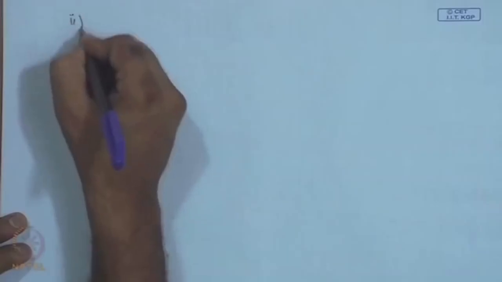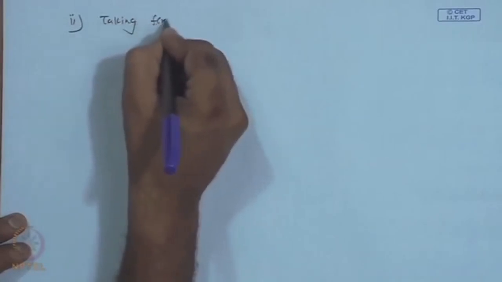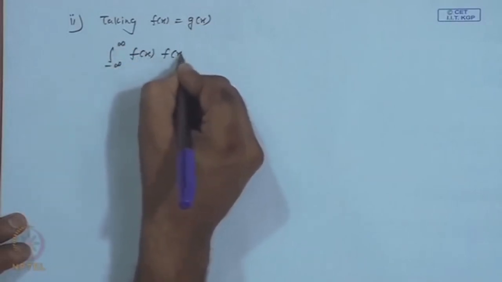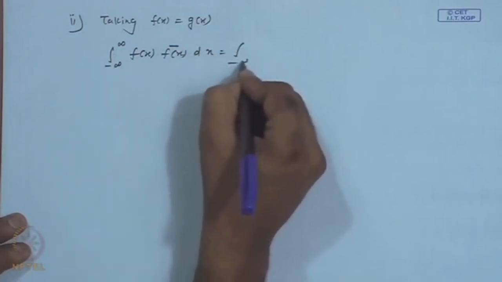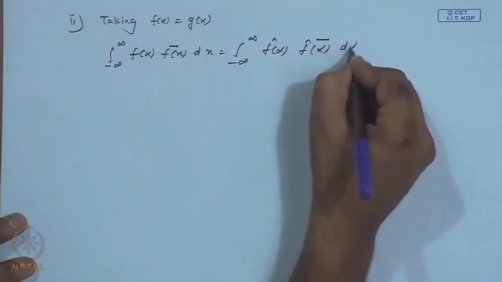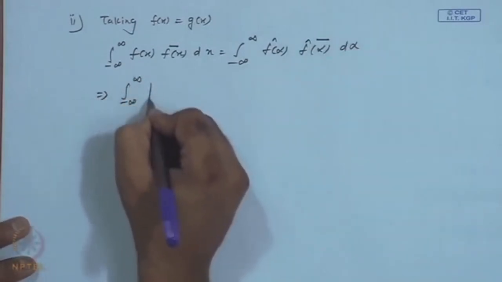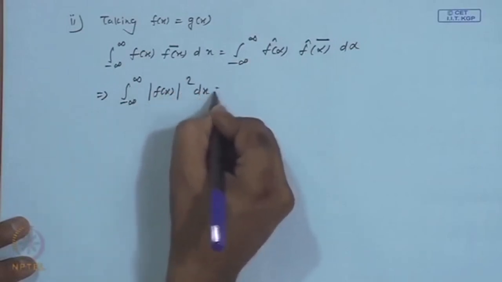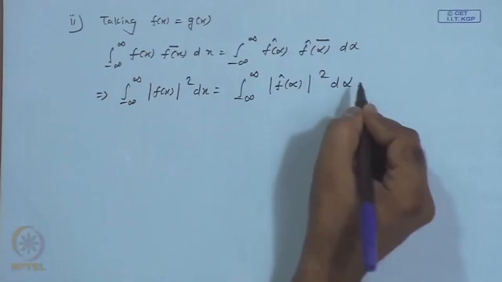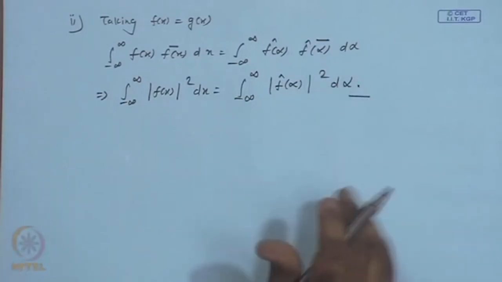So, if we take f and g as the same function, then we will get the second result. So, taking f(x) equal to g(x), what we will obtain is the integral from minus infinity to plus infinity of f(x) and f(x) bar dx, and the integral of f hat alpha and f hat alpha complex conjugate. We can also write this as f(x) whole square, and the integral of |f hat alpha|^2 d alpha. So, now we have reviewed some properties of this Fourier transform. So we go for some interesting examples before we go for the real application.